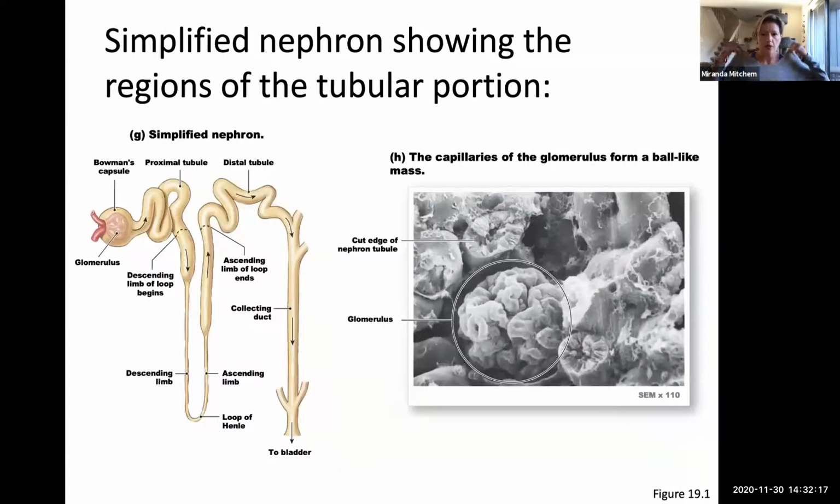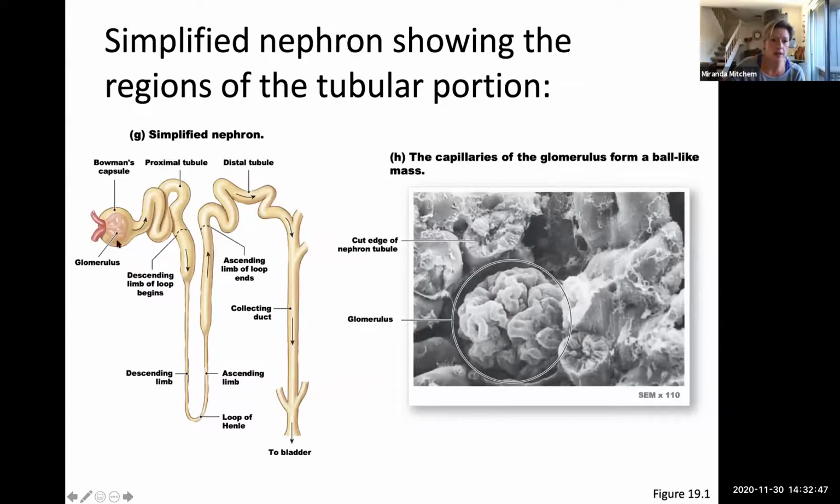All right, so now we're looking at a simplified nephron, and this allows us to appreciate the different structures of it. And you do need to understand what these different structures are because they have different functions. And certain material can move at certain places in the nephron. For example, water can move in some places where ions can move in other places. So the structure is very much tied to the function here.